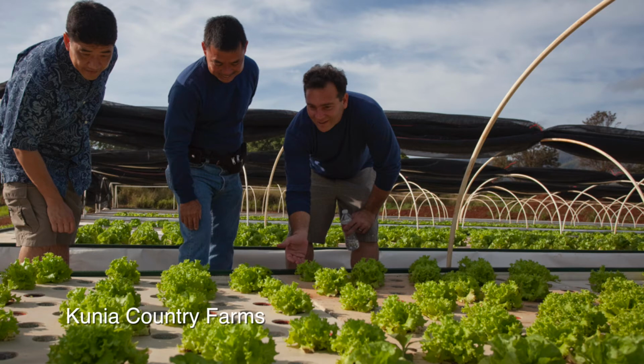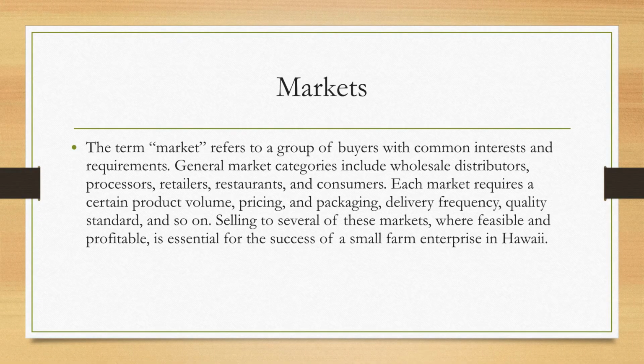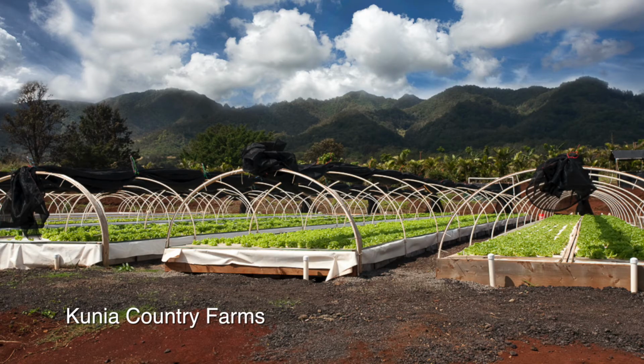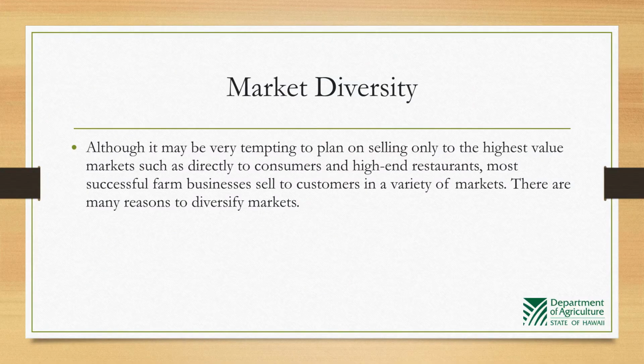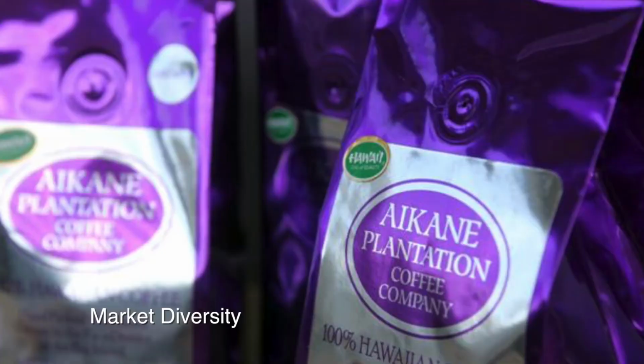The term market refers to a group of buyers with common interests and requirements. General market categories include wholesale distributors, processors, retailers, restaurants, and consumers. Each market requires certain product volume, pricing and packaging, delivery frequency, quality standards, and so on. Selling to several of these markets, where feasible and profitable, is essential for the success of a small farm enterprise in Hawaii. Although it may be very tempting to plan to sell only to the high-value markets, such as directly to customers in high-end restaurants, most successful farm businesses sell to customers in a variety of markets. There are many reasons to diversify markets.